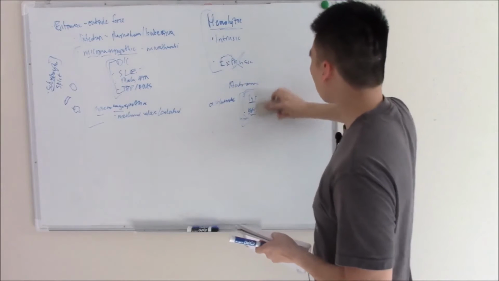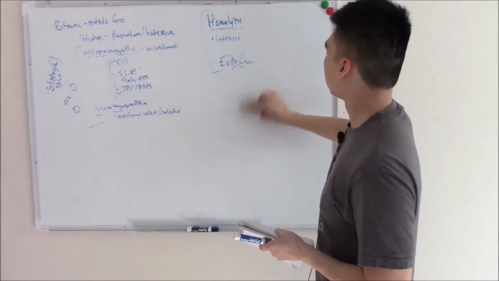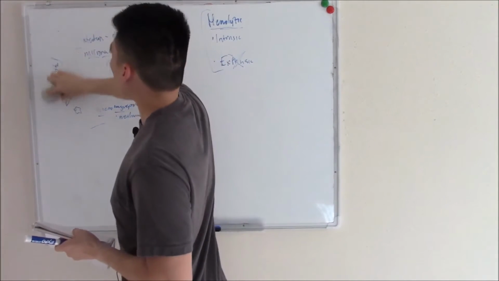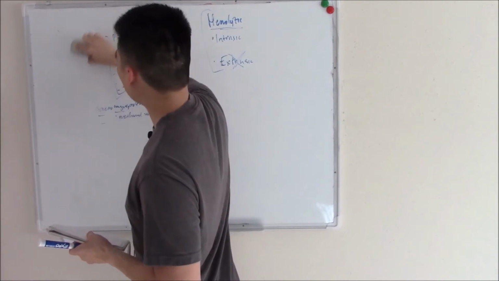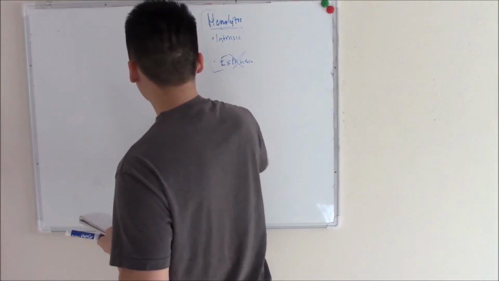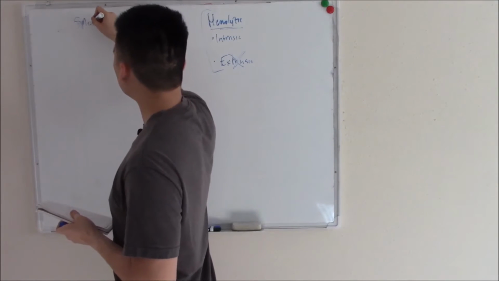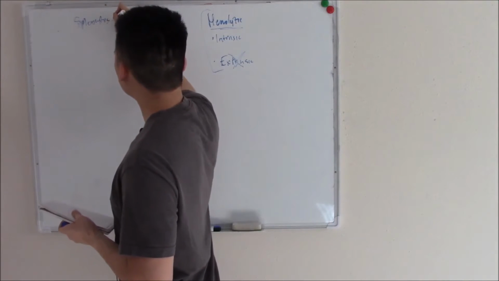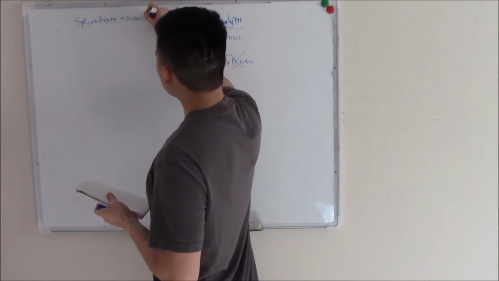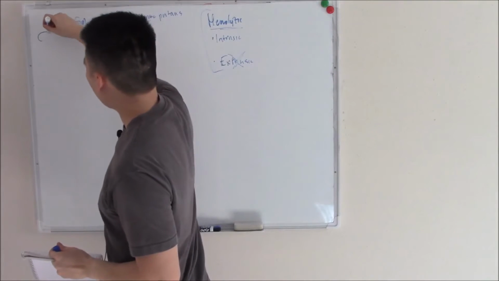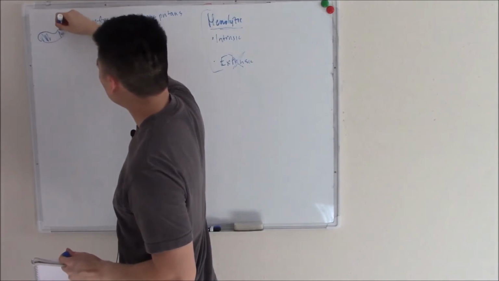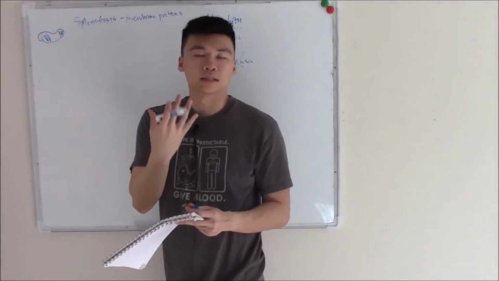So we said that intrinsic was due to some sort of defect, some sort of intrinsic defect to our red blood cells that make it have a shorter lifespan or make it more fragile in our blood. And that's what causes the destruction of said red blood cells. The first one I want to talk about is spherocytosis, hereditary spherocytosis. Here there's a problem in your membrane proteins.